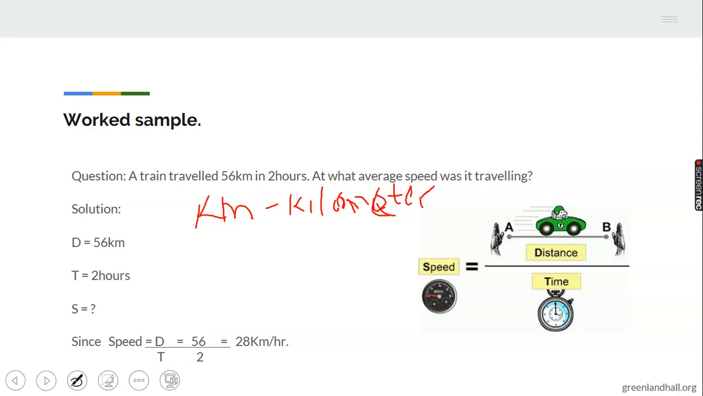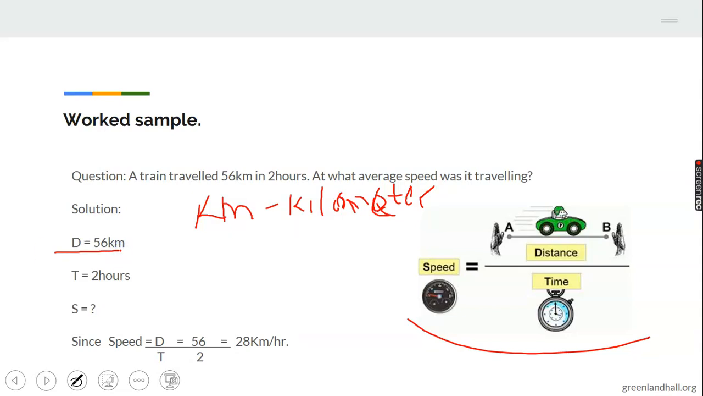So now, this question is straightforward. You can see it's asking at what average speed. You have realized that your formula for finding speed is what? I brought it down here again for you to see. I don't want you to forget. Speed is distance divided by time. So the first thing you have to note is, what is the distance?